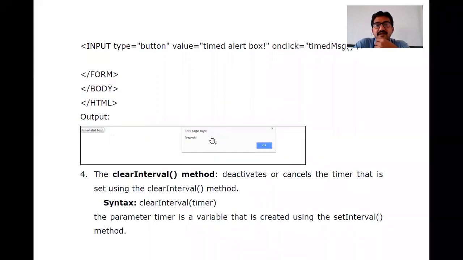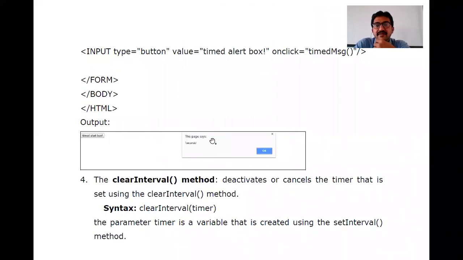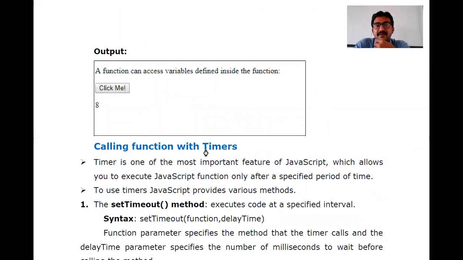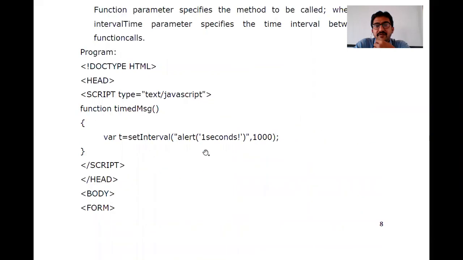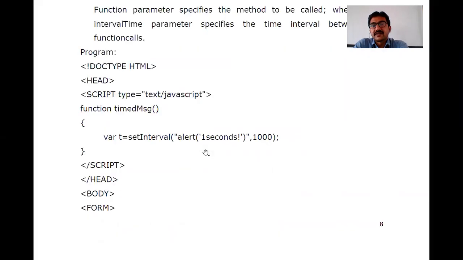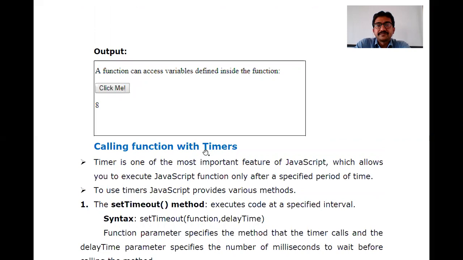And the last function here is clearInterval. Like we are setting timers: for setTimeout, we have a function called clearTimeout, and for setInterval, we have a function called clearInterval. So it is the opposite: when you set, you clear. setTimeout, clearTimeout. setInterval, clearInterval. Like this, we can have these functions.